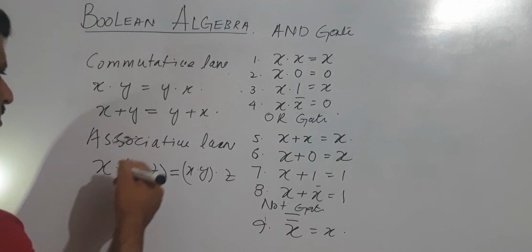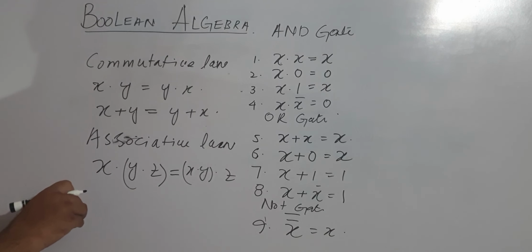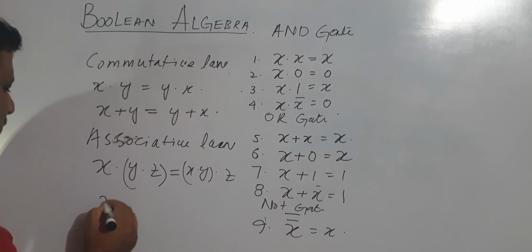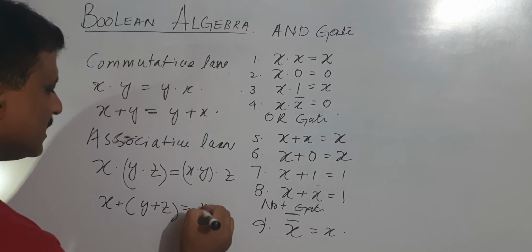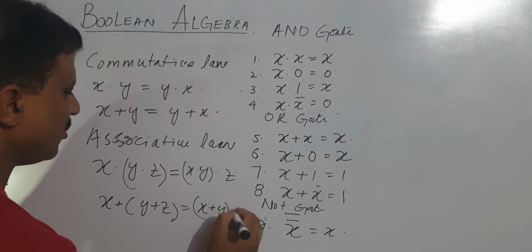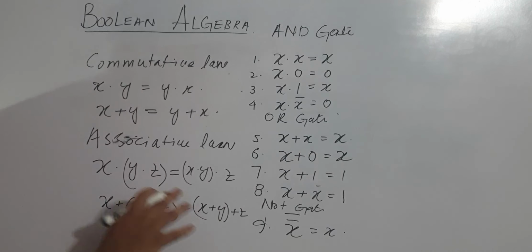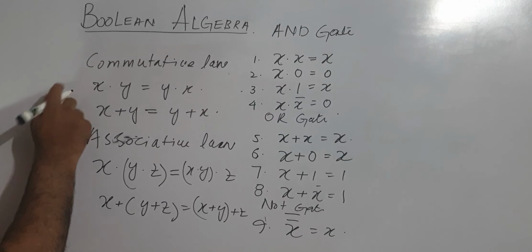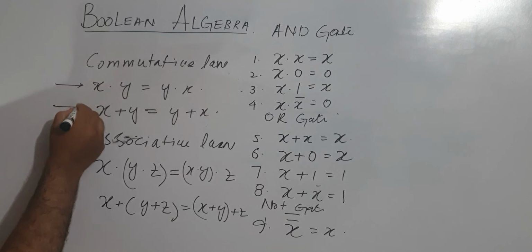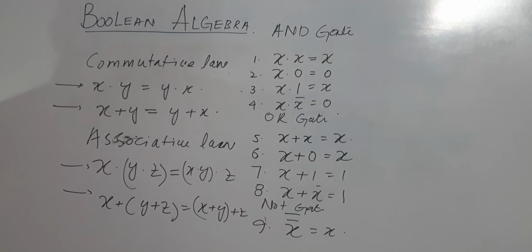So it obeys the associative law based on the AND gate as well as the OR gate. If you change the order of the input variables, it does not affect the operation of the logic. Commutative law and associative law, with AND gate and OR gate. So it obeys that.